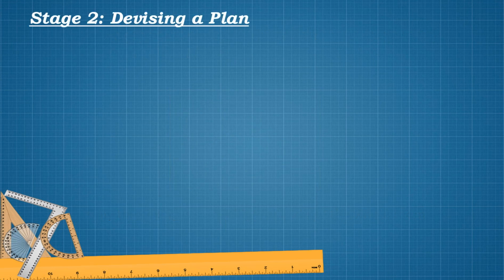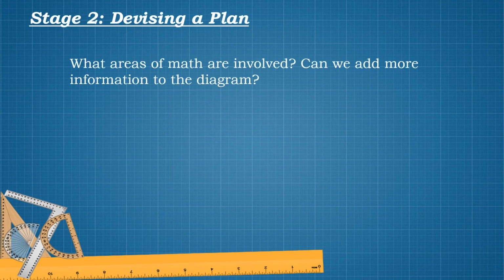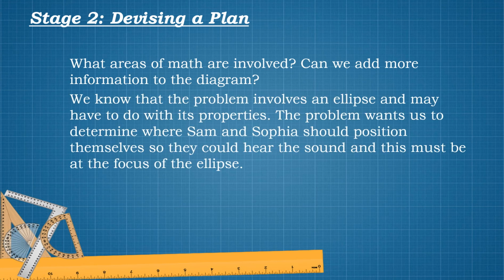Now, stage 2, let's now devise a plan. What areas of maths are involved? Can we add more information to the diagram? So here are the questions that you're going to ask yourself so that you can devise a plan. We know that the problem involves an ellipse and may have to do with its properties. The problem wants us to determine where Sam and Sophia should position themselves so they could hear the sound, and this must be at the focus of the ellipse.